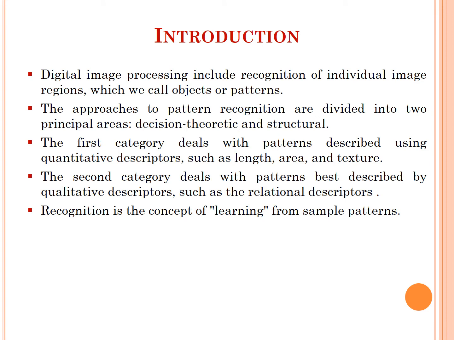Digital image processing includes recognition of individual image regions, which we call objects or patterns. The approaches to pattern recognition are divided into two principal areas, that is decision theoretic and structural. The first category deals with patterns described using quantitative descriptors such as length, area and texture. The second category deals with patterns best described by qualitative descriptors such as relational descriptors. Recognition is the concept of learning from sample patterns.